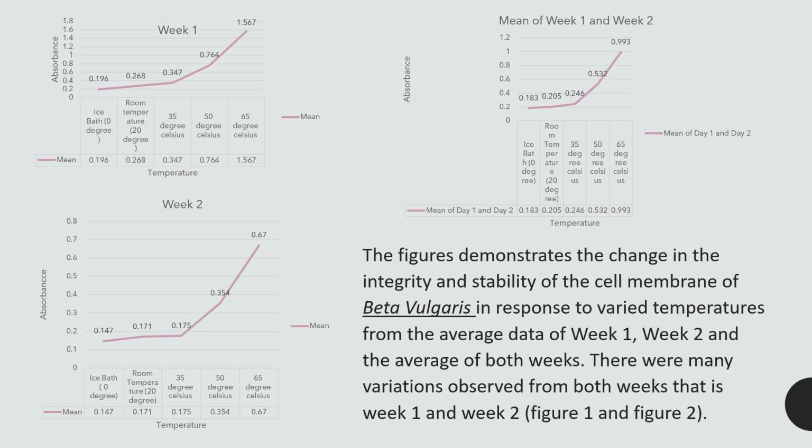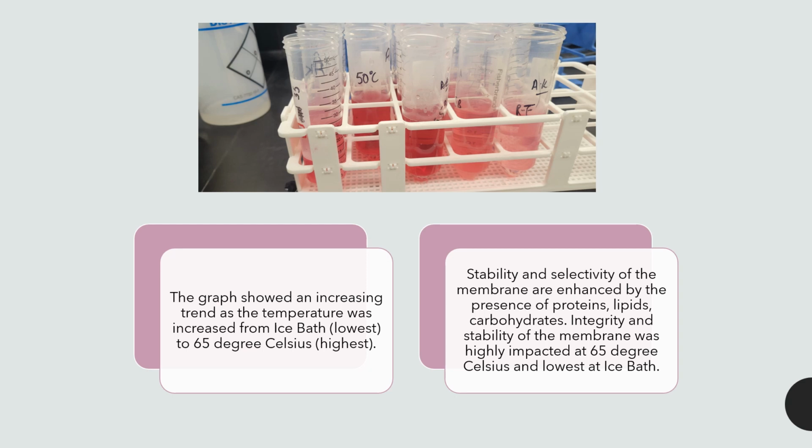We can clearly compare our results across all the temperatures, that is ice bath, room temperature, 35 degrees, and 50 degrees. At 65 degrees Celsius the beetroot had more pigment leakage in comparison to all these temperatures. We can also see here that the color of the third tube is more vibrant and dark, which clearly tells that the pigment leakage was more at 65 degrees Celsius. We can see this from the color of the pigment at the varying temperatures.